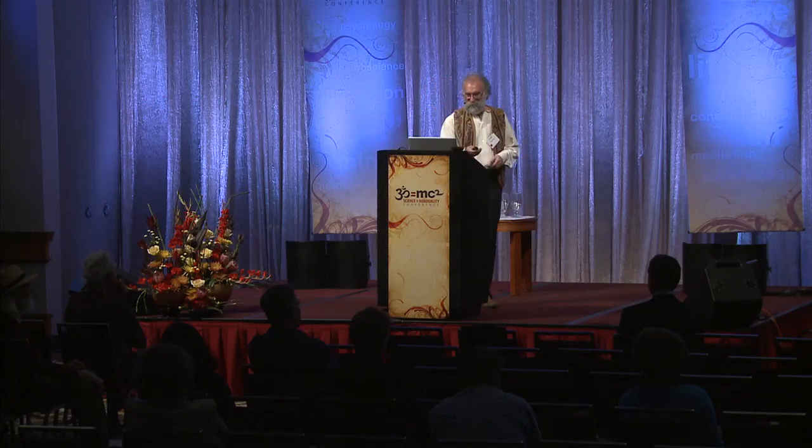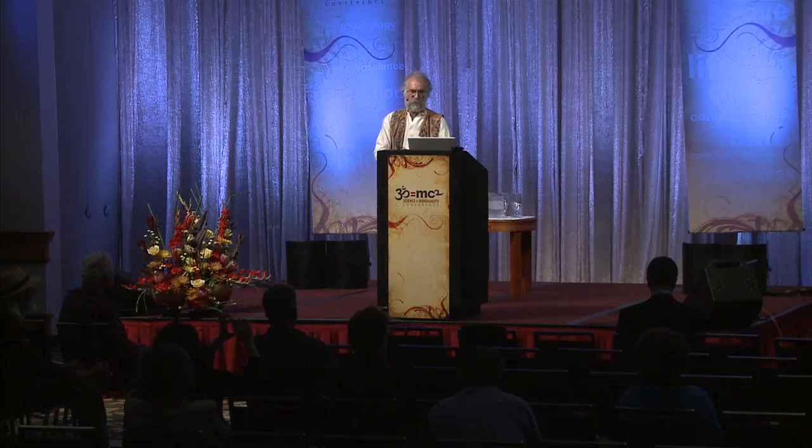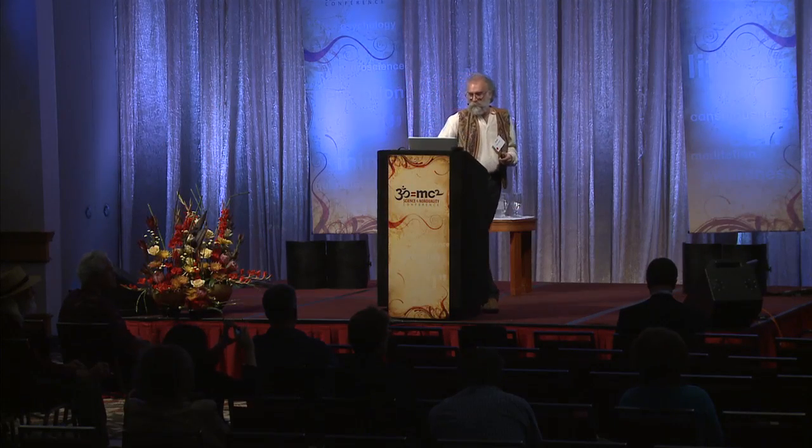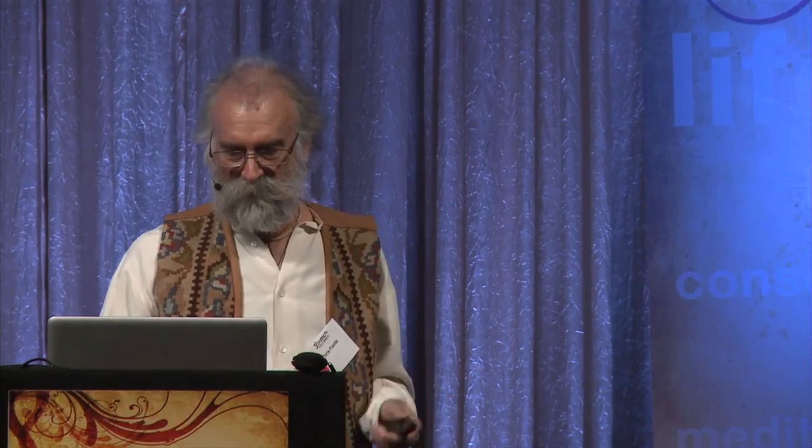Okay, so let's put this all together. Almost done with the second third of the talk. So all reportable experiences, the things we can talk about, write down, make a movie about, store in a disk drive, anything we can report, put it in a memory and expect to stay the same. All reportable experiences are included in classical information. That's what classical information is, stuff you can put in a memory. All classical information is semantics. It's just a user interface on what's going on, or dynamics, physics, whatever you want to call it.